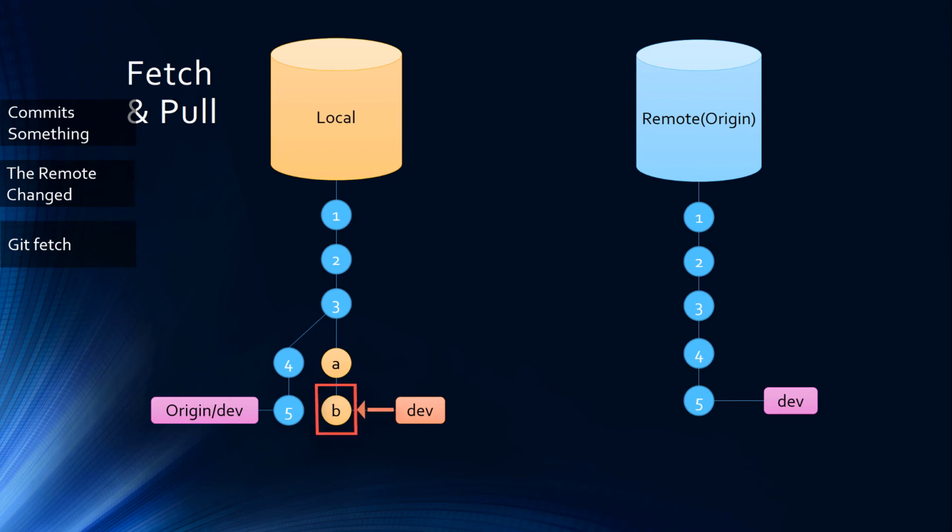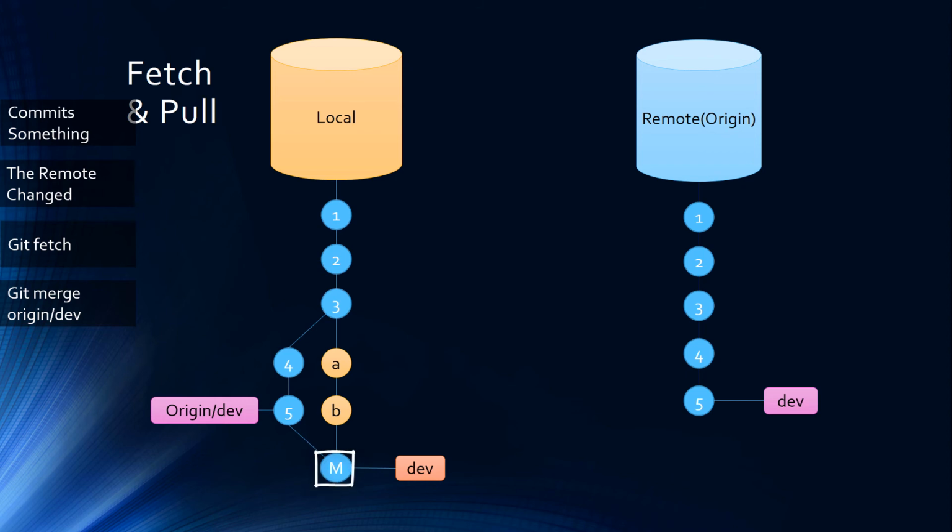If you would like to get the latest contents from the server dev branch and reflect it on your working directory, guess what you should do? Yes, simply use git merge origin-dev. This works very well. You will get a merged commit which contains the changes in commit 5 and the changes in commit B.